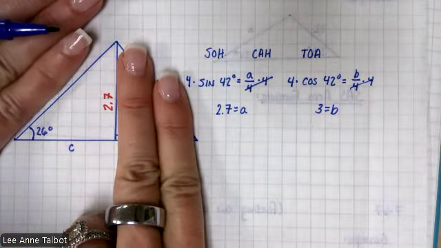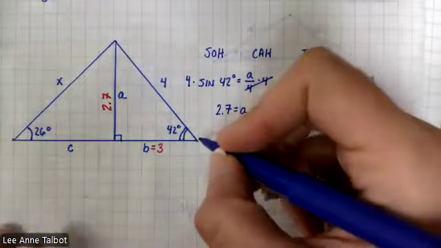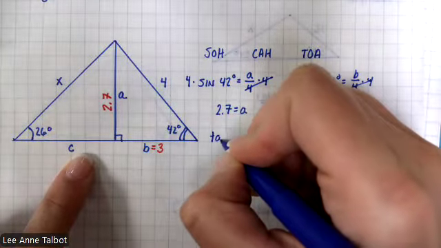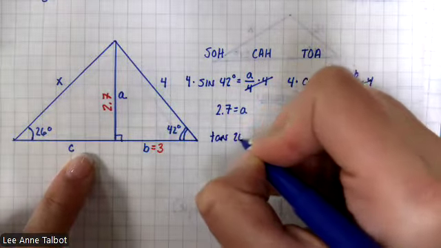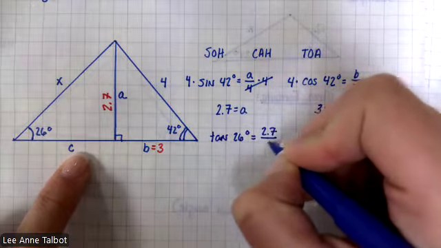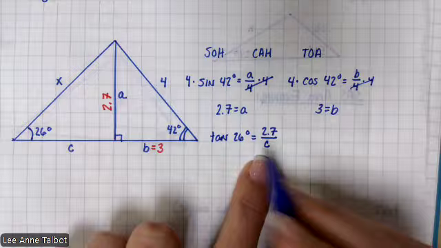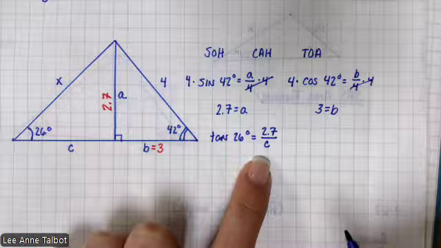Solve for C. I'm doing twister over here to try to help. Tangent. Remember, it's opposite over adjacent, and this time the 2.7 is on the top.